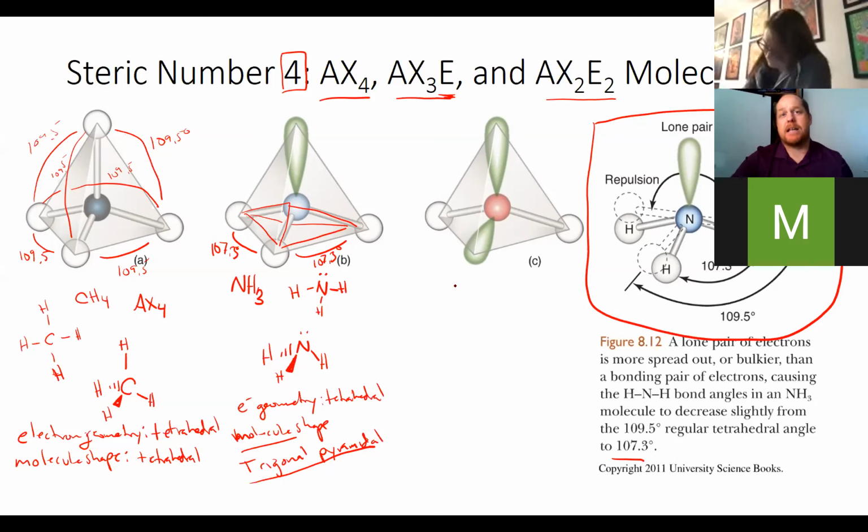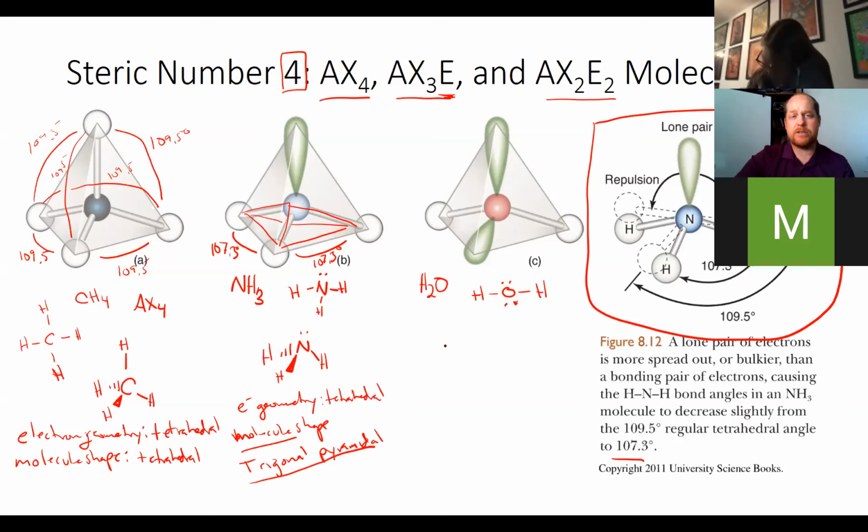Finally, in this class, we have the AX2E2 molecule, and an example of that is water. Okay, so water, when we've drawn it, well, you can draw it in a couple different ways, right? We've shown that this is a correct Lewis structure where we have the hydrogens directly opposite of each other in the Lewis structure. But remember, the Lewis structure doesn't show us the shape. And so in order to depict the shape, we need that perspective drawing.